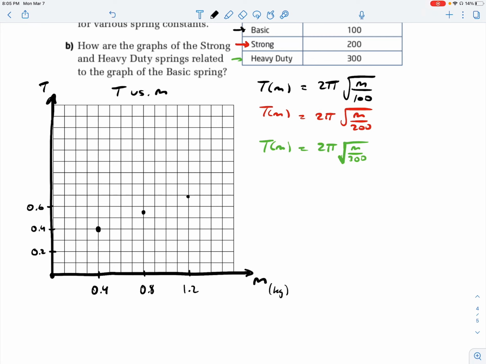Okay. You might think this is linear, but it's not. It's actually starting at the origin, and then it looks like our square root graph. So that is T of M for the, actually let's just write this, the basic spring. We'll just write that here, basic.